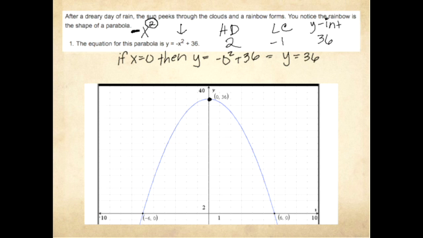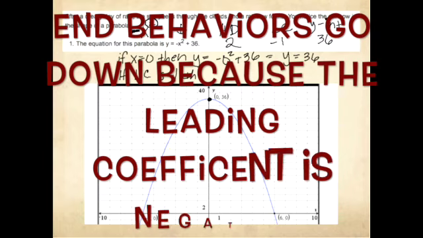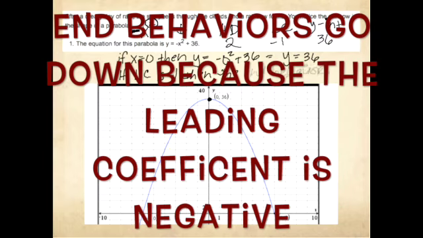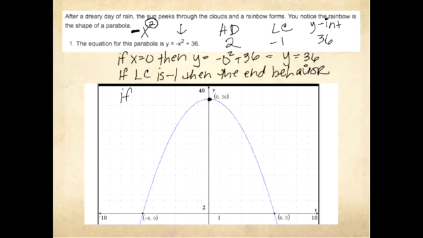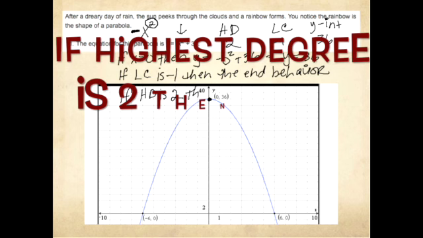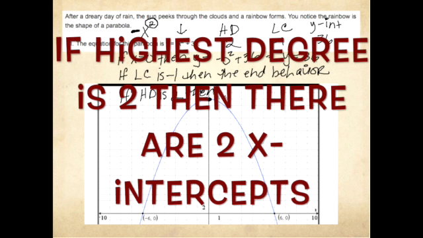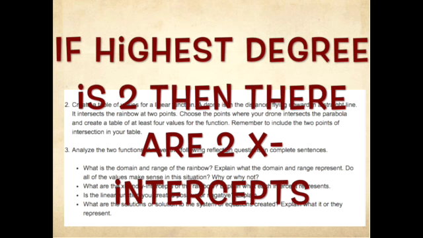Now, the leading coefficient being negative 1, what does that mean about my equation as far as end behavior is concerned? So in other words, if the leading coefficient is negative 1, then the end behavior says, and then what about this highest degree being 2? If the highest degree is 2, then, so now let's read what we're supposed to do.